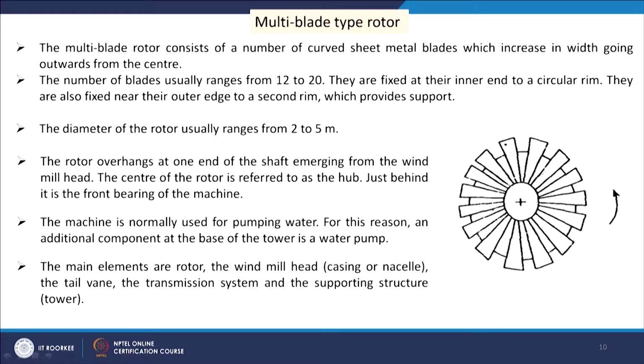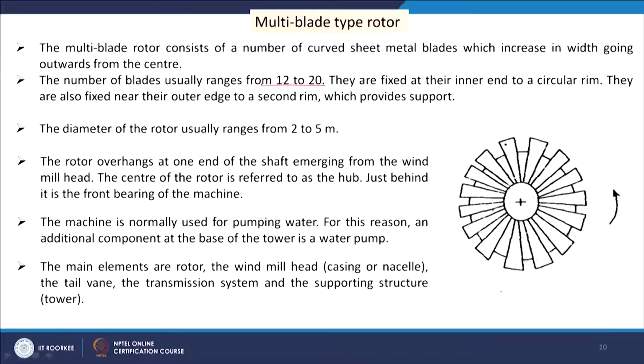The number of blades connected to the hub is around 12 to 20, and the other part is also connected with a circular rim. This is our circular rim, and the blade width also increases as we go outside. So this is the structure of the multi blade type rotor, and this rotor was previously used in ancient mills, and basically those mills were used for pumping purposes.